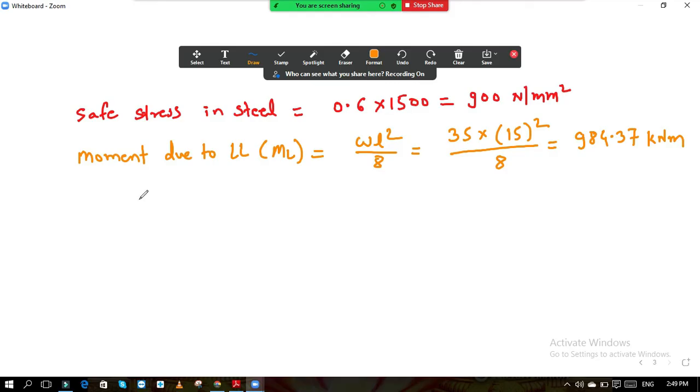Then approximate moment due to dead load. Calculate the approximate.